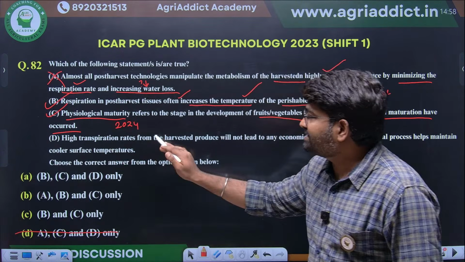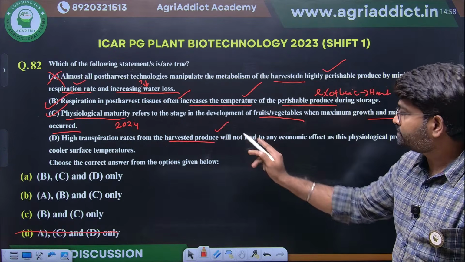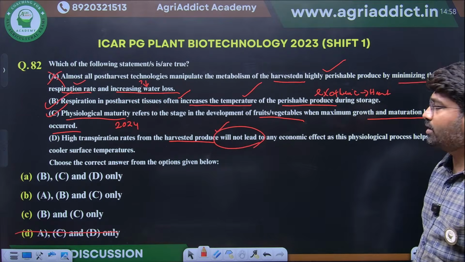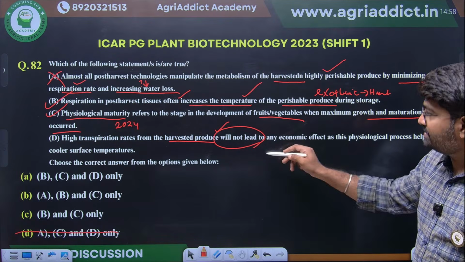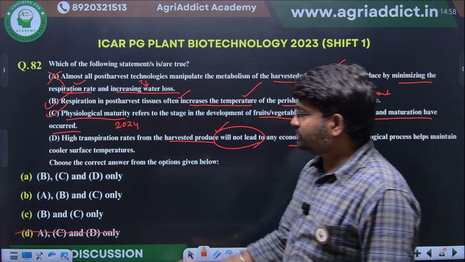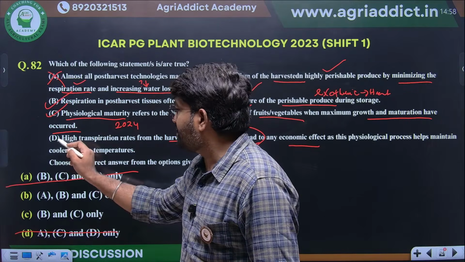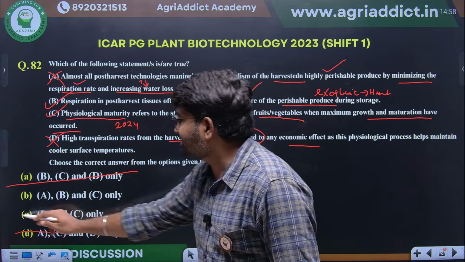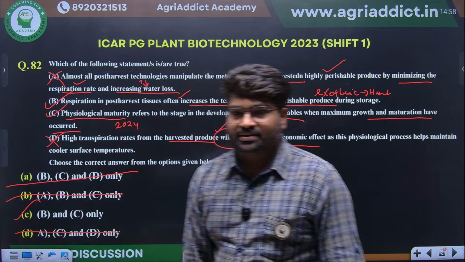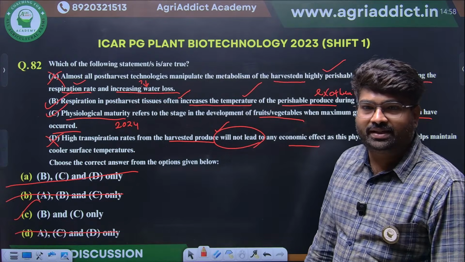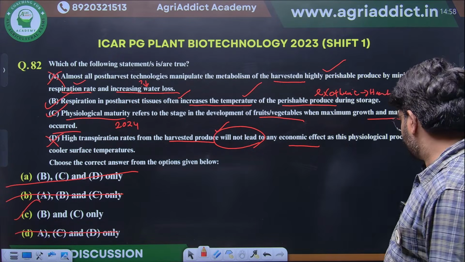High transpiration rate from the harvested produce will not lead to any economical effect. No, it will cause an economical effect. So wherever D is coming, it will not come. So B and C will be the right option. Clear, students? So B and C will be the right option.